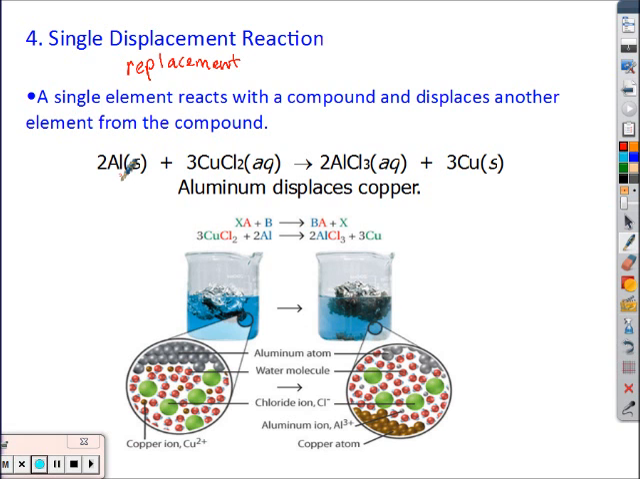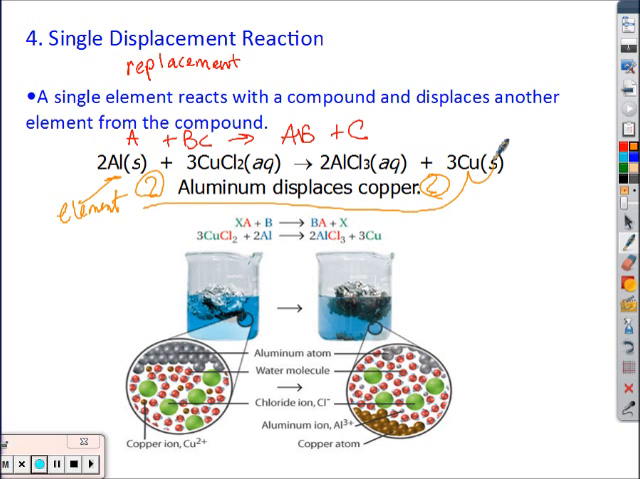So the pattern we see is A plus BC goes to AB plus C. You always see a single element on both sides. That's what clues us in, because there are two things on the reactant side and two things on the product side, and one of those things is an element on both sides. Okay, a single element by itself.